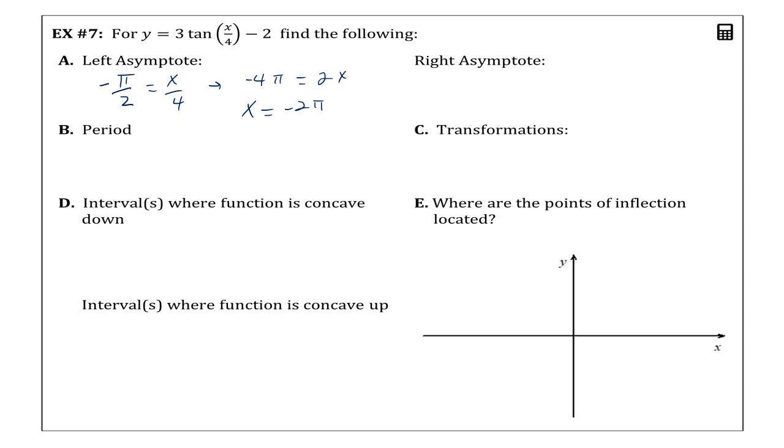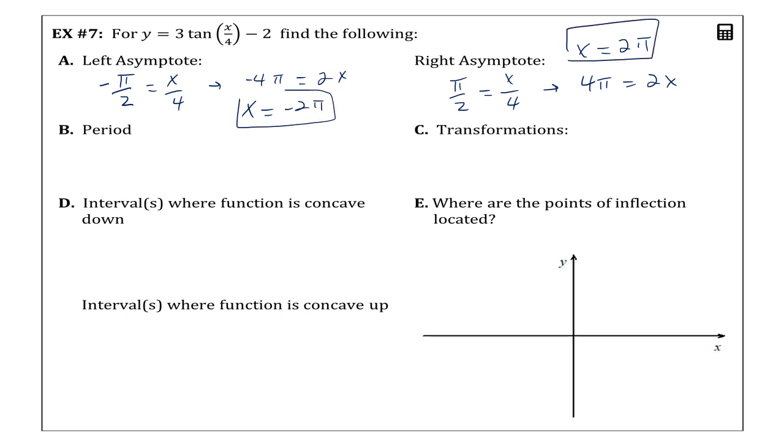Our right asymptote of our parent function starts at positive pi over 2. And we're going to set that equal to x over 4. Again, when we cross multiply, we get 4 pi equals 2x. So our asymptote is going to be at x equals positive 2 pi. Bam, bam, bam, we're geniuses. Okay? Our period. Remember, your period is P equals pi divided by your B. In this case, our B is 1/4. So it's going to be pi divided by 1/4, which equals, keep, change, flip. So we end up with 4 pi.